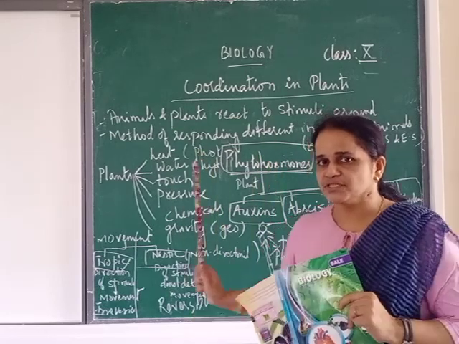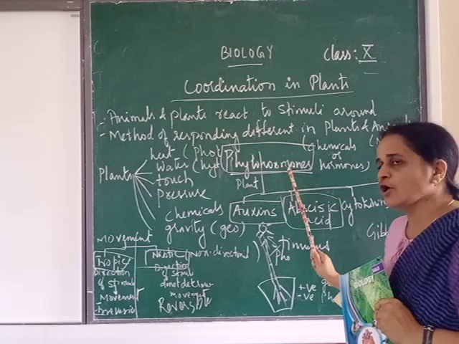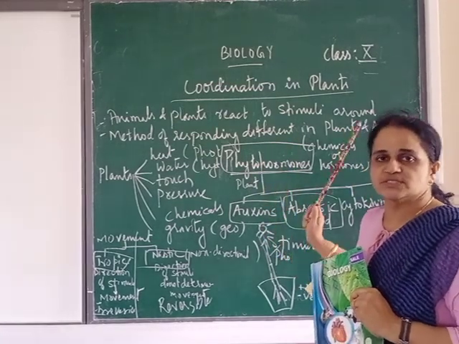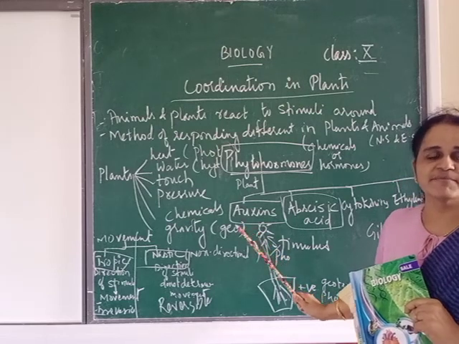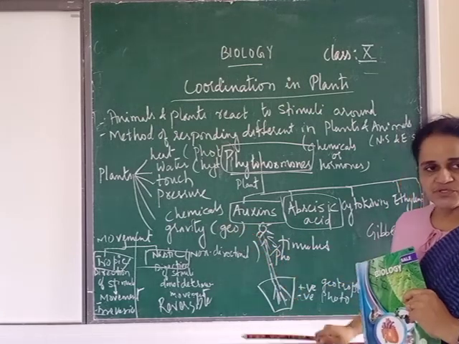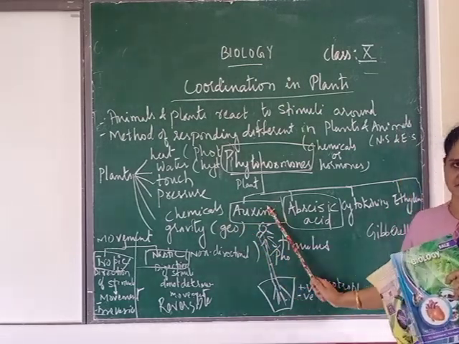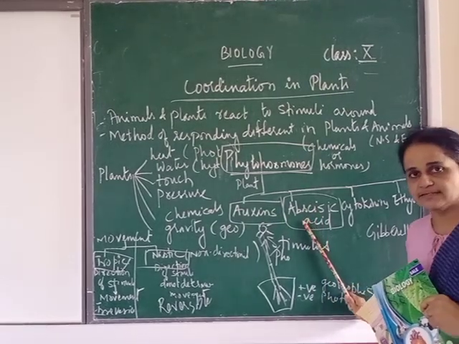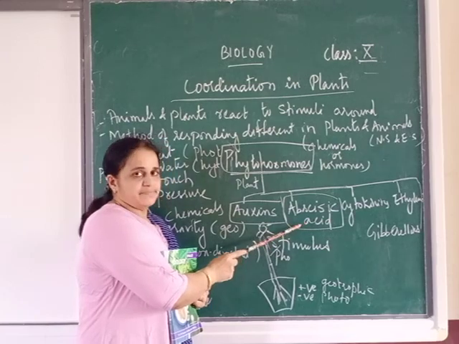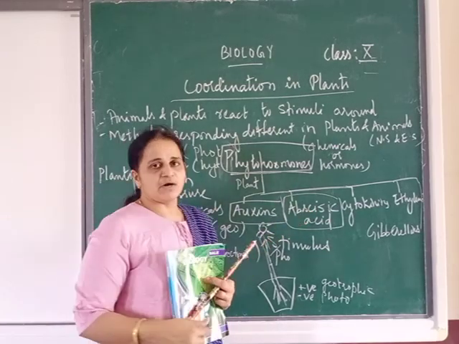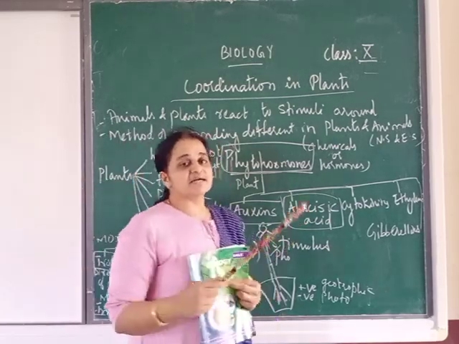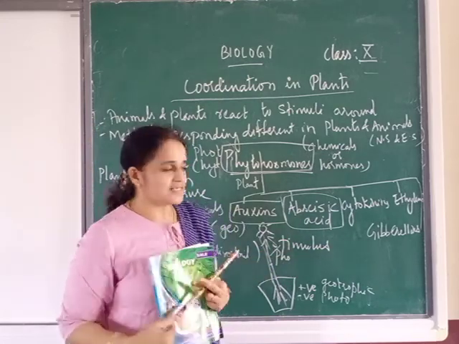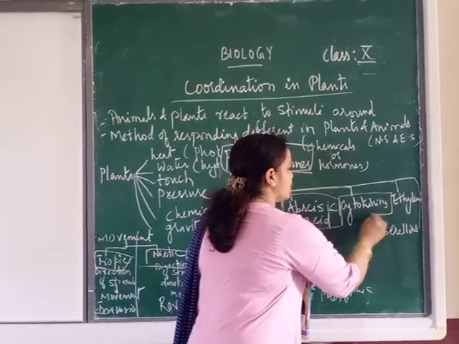Now I am doing the table of what? Phytohormones. Phytohormones means what? Plant hormones. In that, in alphabetical order, which comes first? A. So the first hormone is auxins. The second one, abscisic acid. Did you see? Abscisic acid. Second is abscisic acid. Now, after A, which alphabet comes? B. But skip that B. After B comes C. So the third one is cytokinins.